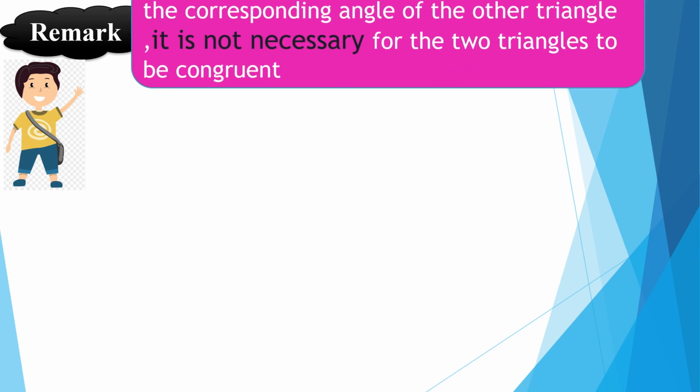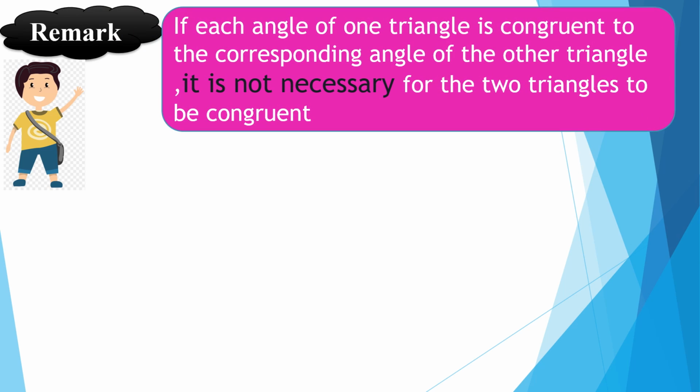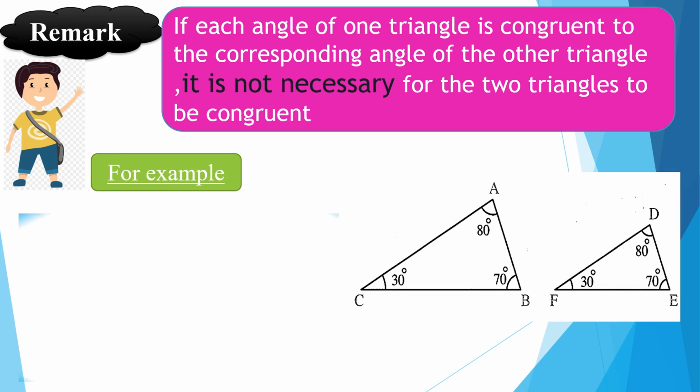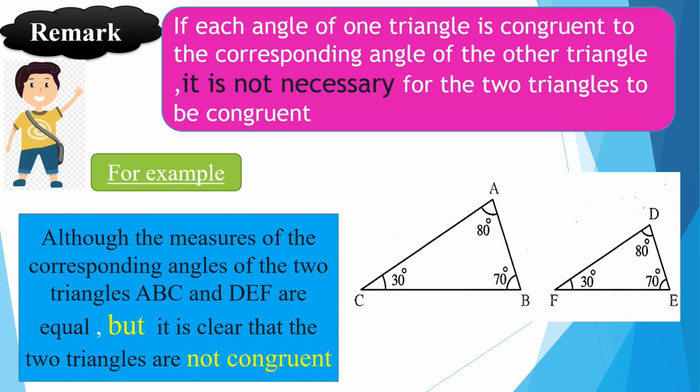Remarks. If each angle of one triangle is congruent to the corresponding angle of the other triangle, it is not necessary for the two triangles to be congruent. For example, in the opposite figure, although the measures of the corresponding angles of the two triangles ABC and DEF are equal, it's clear that the two triangles are not congruent.